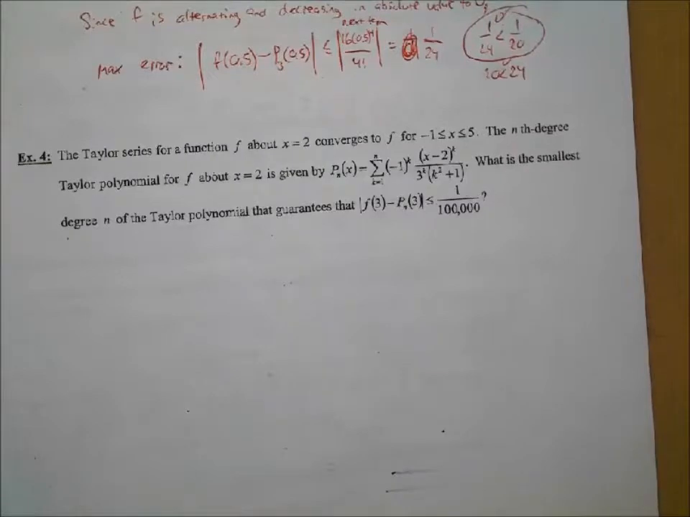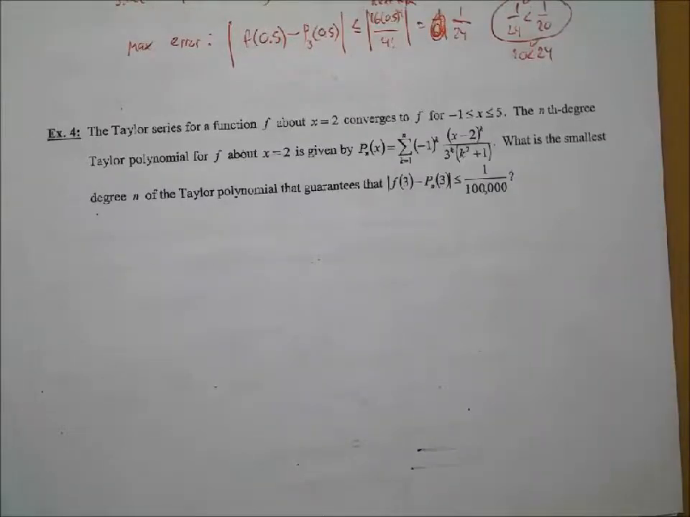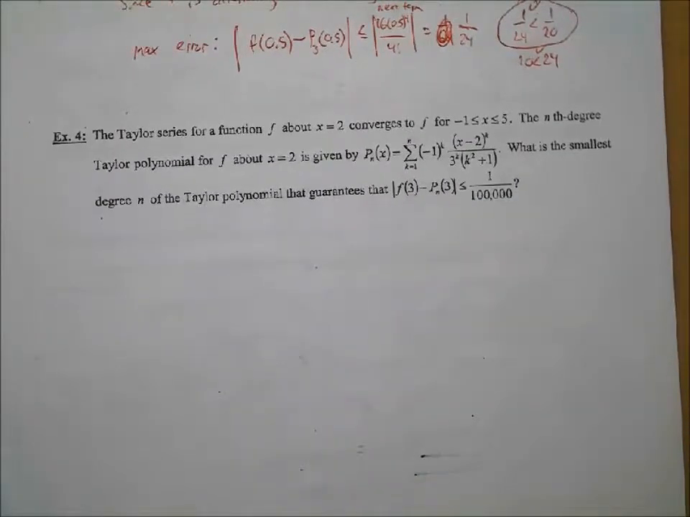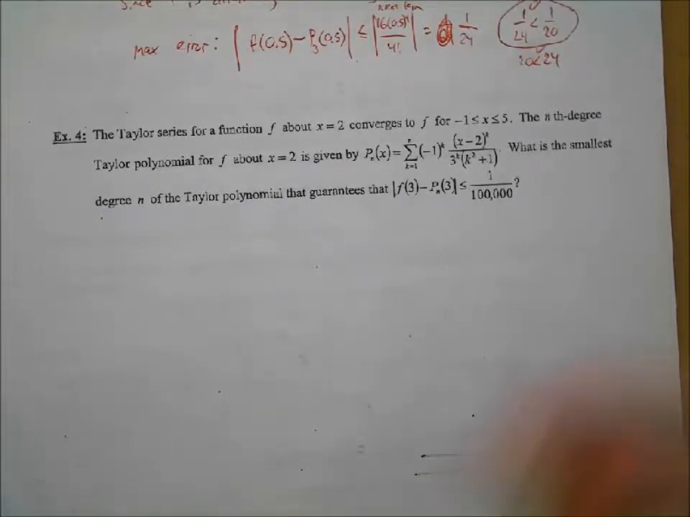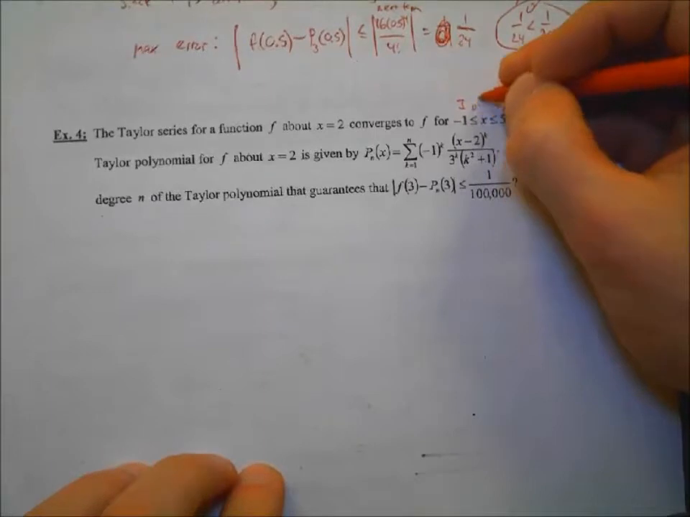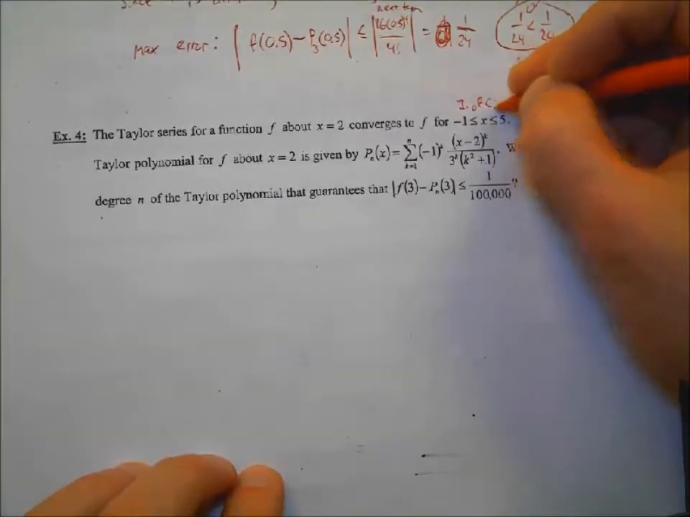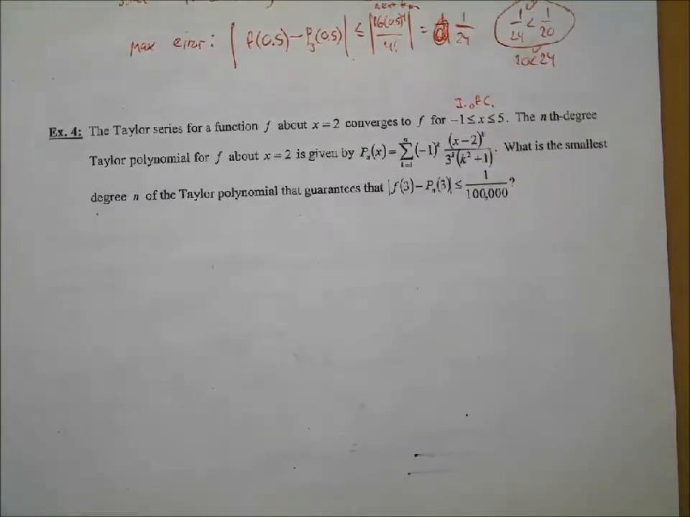All right, number 4 then. The Taylor series for function f about x equals 2 converges to f for -1 less than or equal to x less than or equal to 5. This is like that interval of convergence there. The nth degree Taylor polynomial for f about x equals 2 is given by this.